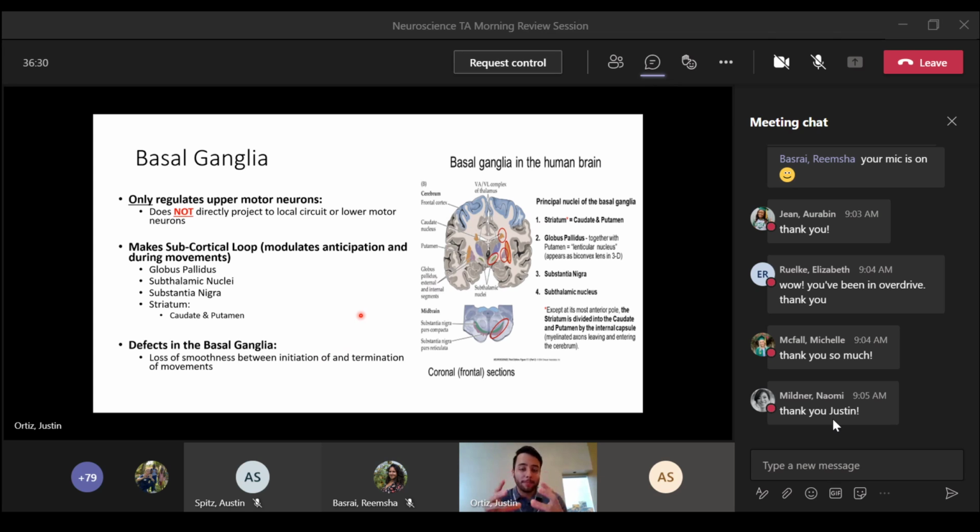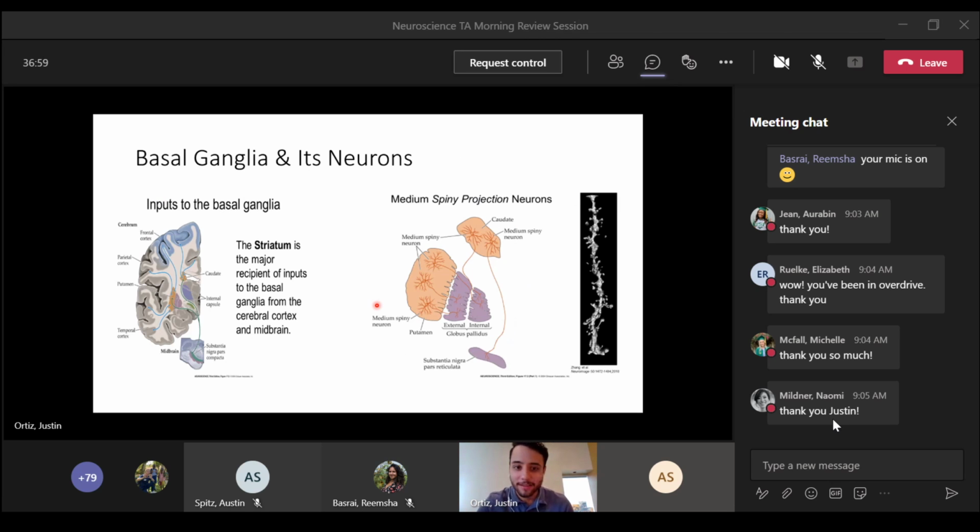They're basically the same structure. The only place where they're separated is when it's divided by the internal capsule anteriorly. Remember, the internal capsule is that white matter tract that has all the axons sending down to the lower body. Anteriorly, that separates the striatum into the caudate and the putamen. So if you see people saying striatum, caudate, putamen, it's basically all the same thing. I'll talk about that in the upcoming slides.